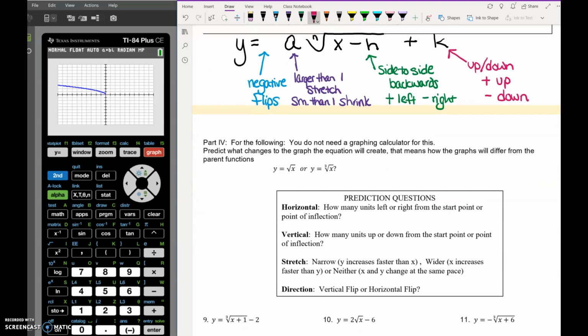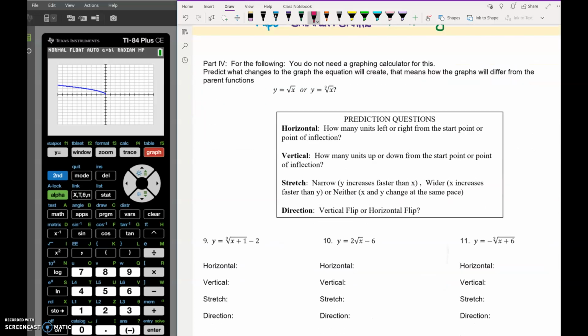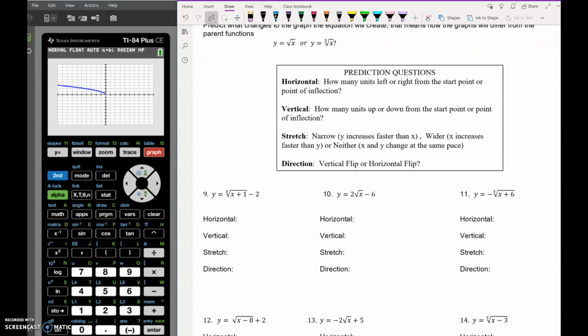And as long as you have this guideline for the equation, you should be fine. You can check these in the calculator if you want to, but you shouldn't really have to. So for horizontal, I want you to write down how many units does this thing move left or right. Make sure you put a number and a direction. If it doesn't move left or right at all, you can write the word none. For vertical, I want you to look at how much that thing moves up or down. Put a direction and a number. If there's a problem where there isn't anything added at the end, you can write none.